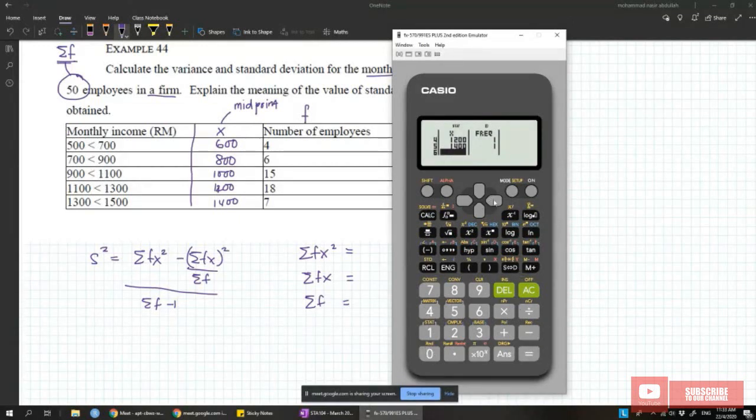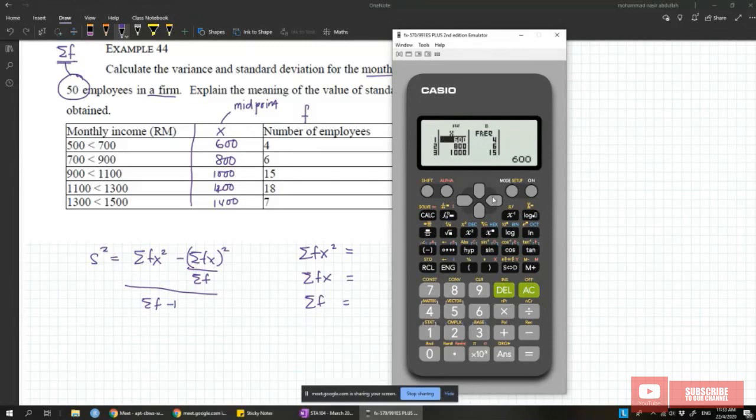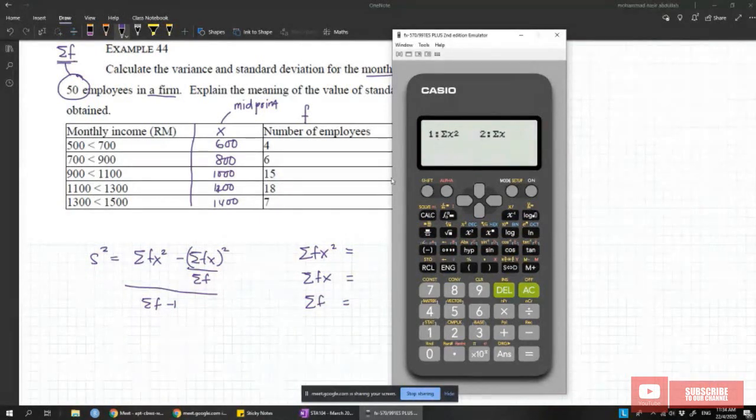And then we input all the values of the frequency column. 4, 6, this is 15, this is 18, and the last one is 7. So we can always recheck all the values that we input in the table: 600 4, 800 6, 1000 15, 1200 18, and 1400 7. Once done, we can click on AC. So next step is we click on Shift 1 and find the value 3.